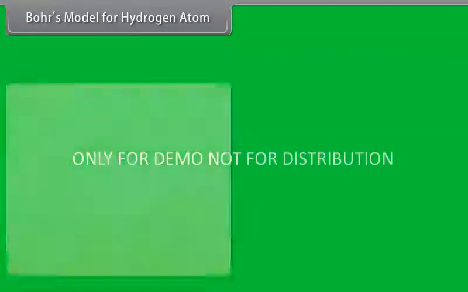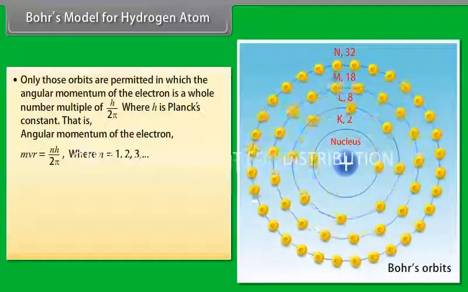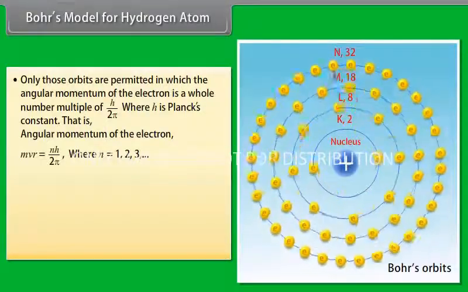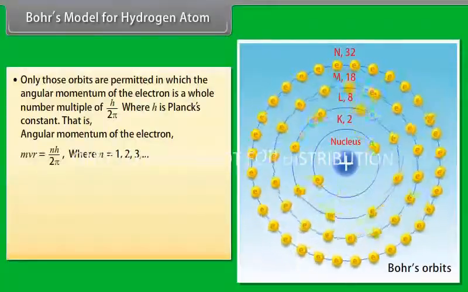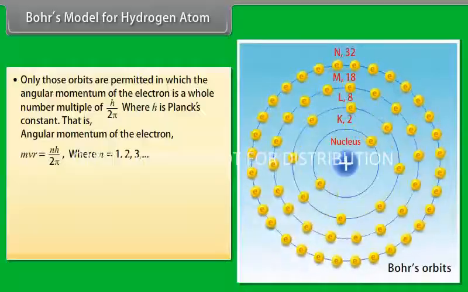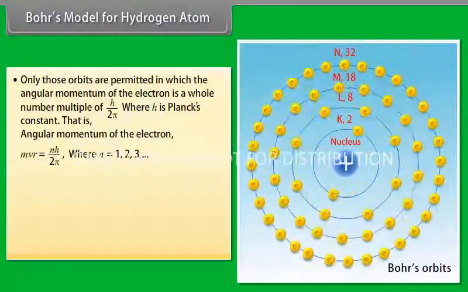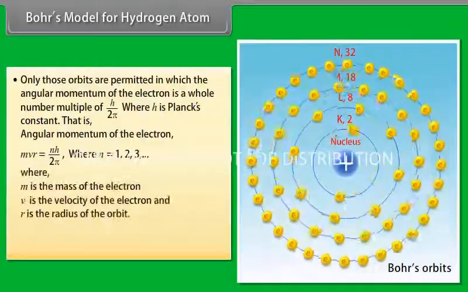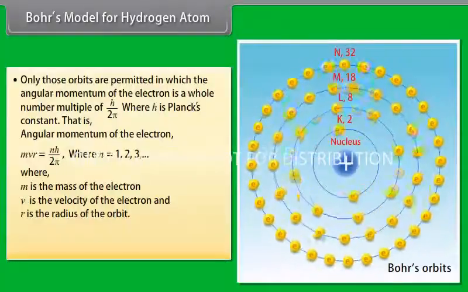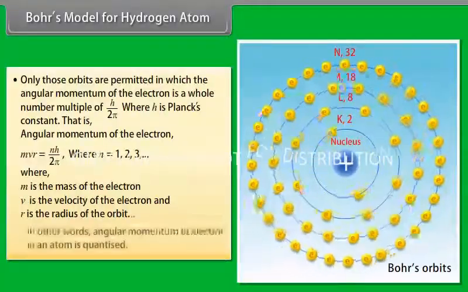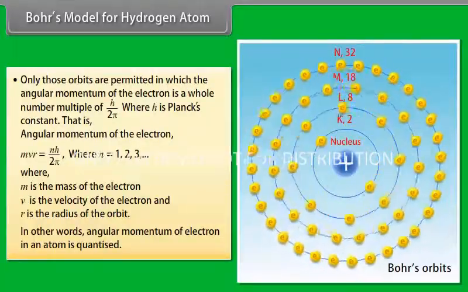shells. Only those orbits are permitted in which the angular momentum of the electron is a whole number multiple of h by 2π, where h is Planck's constant. That is, angular momentum of the electron, mvr, is equal to nh by 2π, where n is equal to 1, 2, 3, etc., where m is the mass of the electron, v is the velocity of the electron, and r is the radius of the orbit. In other words, angular momentum of electron in an atom is quantized.